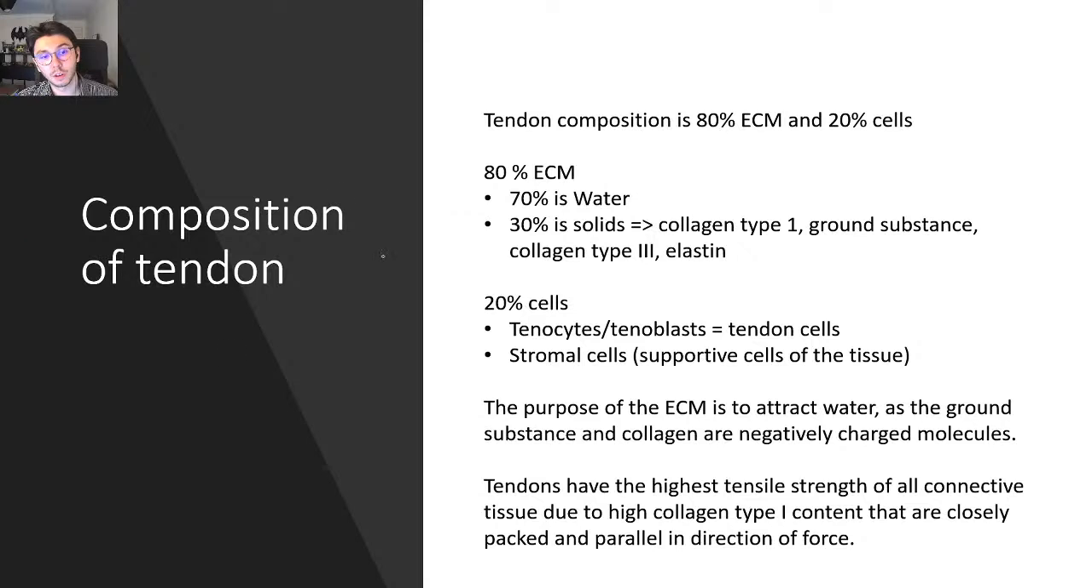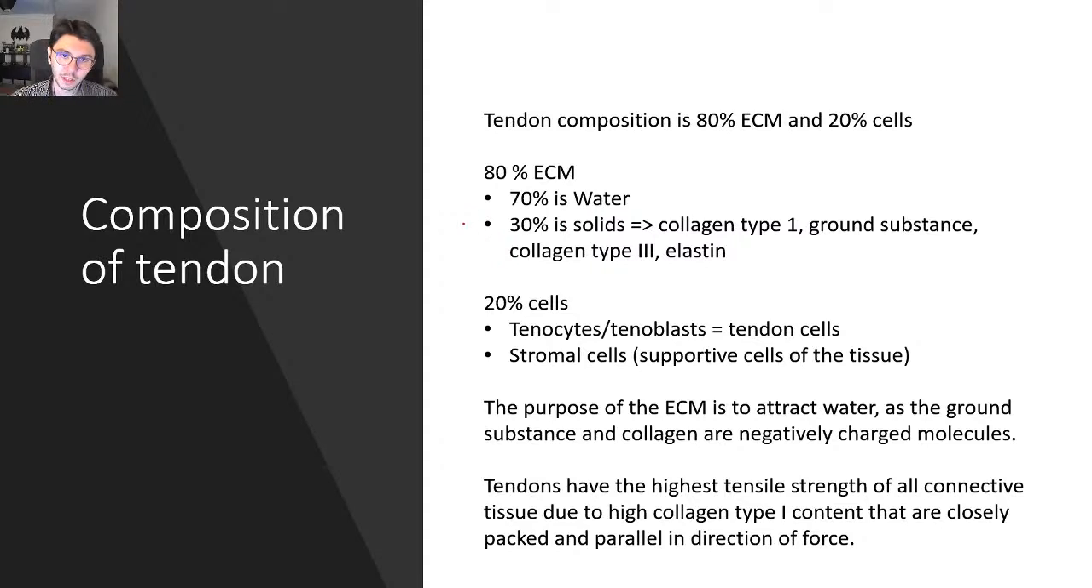So we're going to start with the composition of a tendon. So the tendon is roughly 80% extracellular matrix and 20% cells. Now the tendon is very different from the muscle in the sense that it's a structural tissue, it's a connective tissue, whereas muscle is a functional tissue. So the tendon is a connective tissue which helps facilitate the muscle. If we look at it, the extracellular matrix is 80%, and 70% of this is water, right? And 30% is solids, mostly collagen type 1, ground substance type 3, and elastin.